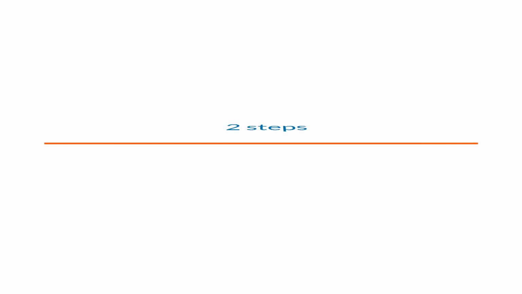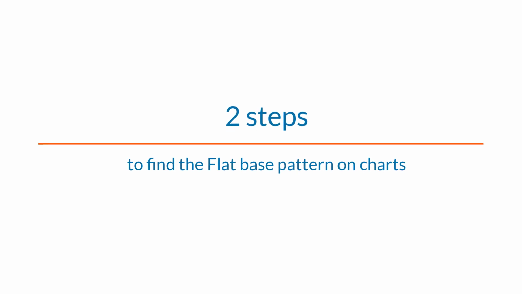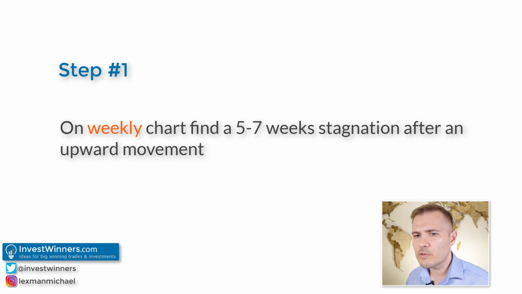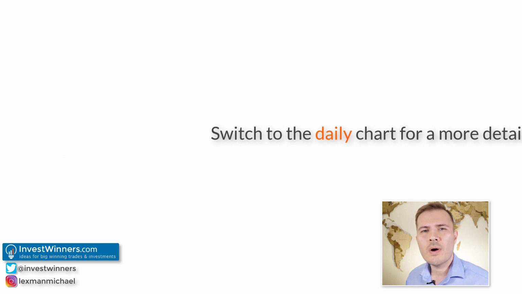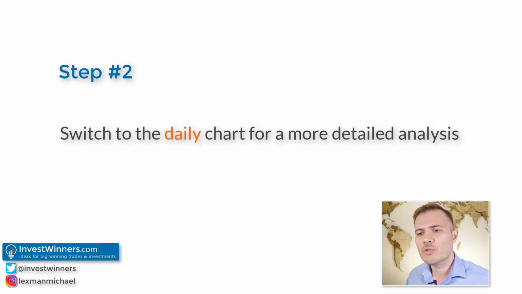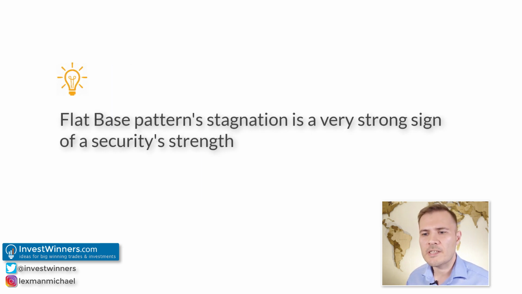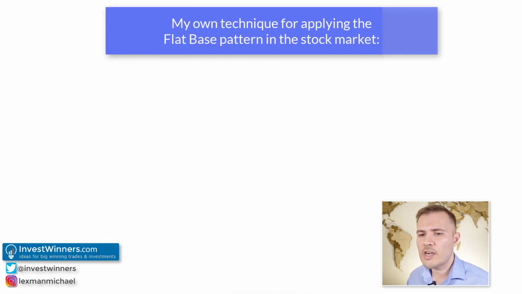on the charts. I am always keeping an eye out for this pattern on weekly stocks or futures charts. I'm looking for an upward movement, then stagnation that lasts for 5-7 weeks. Once I identify such a formation, I switch to the daily chart for a more detailed analysis. I personally consider the flat-based pattern's stagnation as a very strong sign of a security's strength. During this stagnation, stocks or futures are charged for further upward breakout. To illustrate, I'll share my own very powerful technique for applying the flat-based pattern in the stock market that allows you to see that large market powers are in the game.